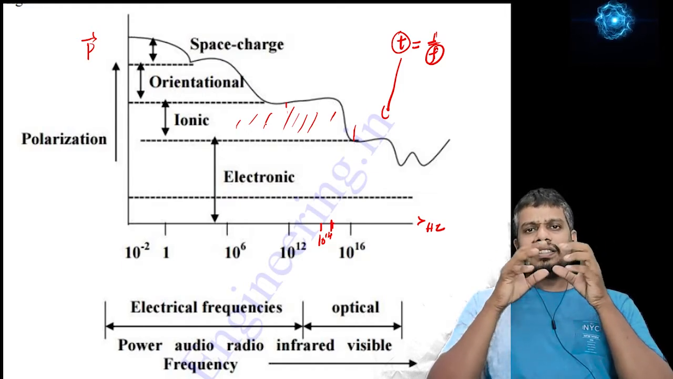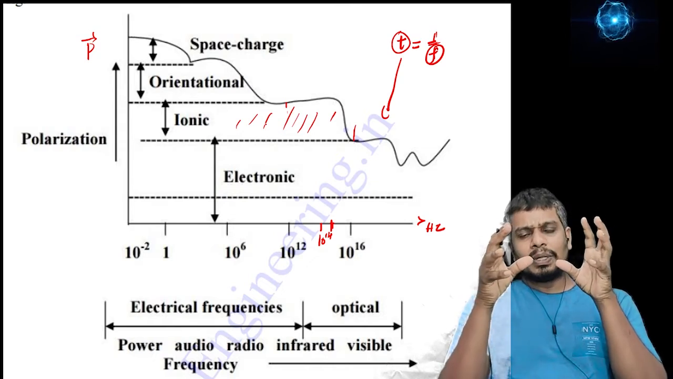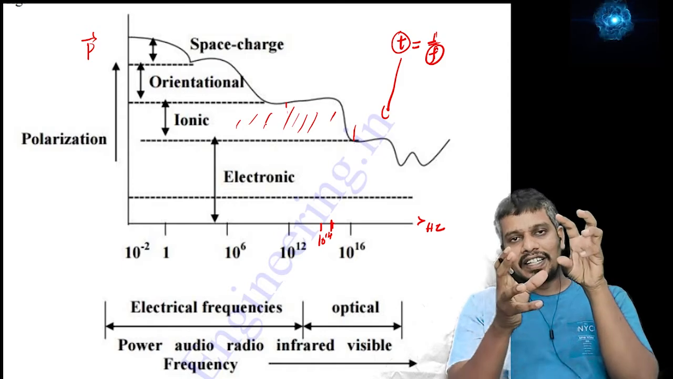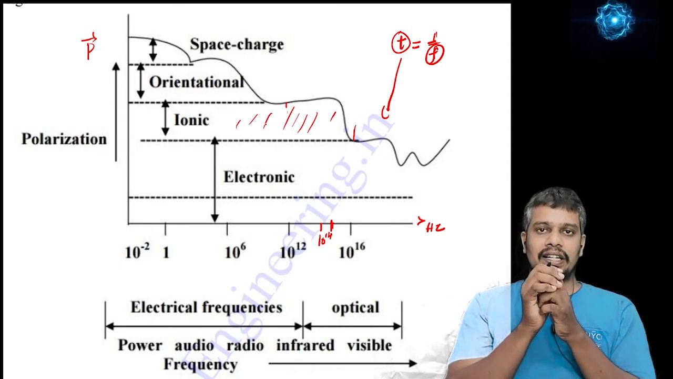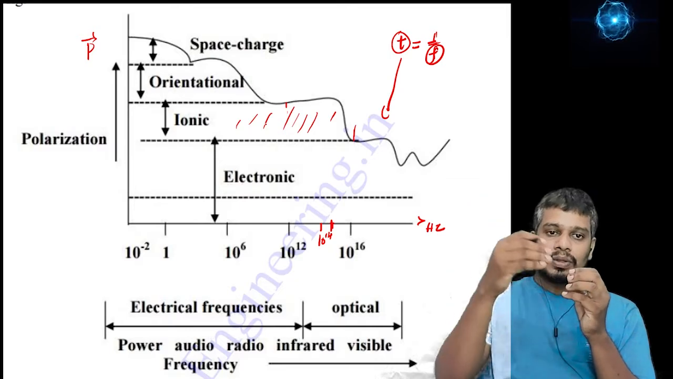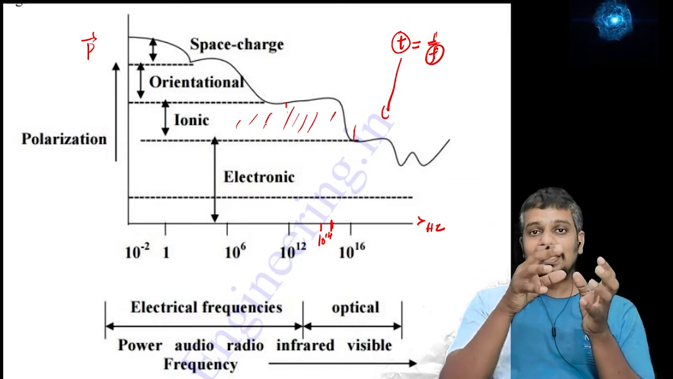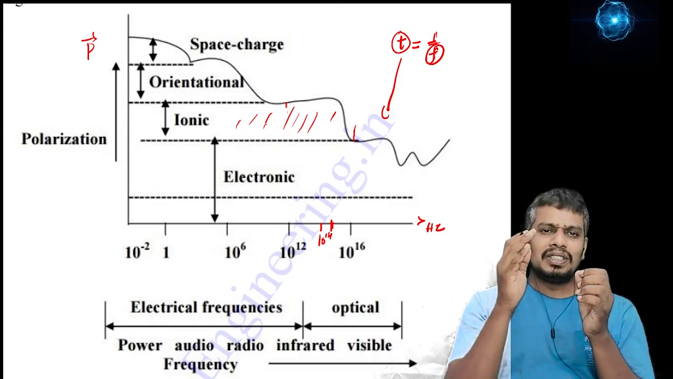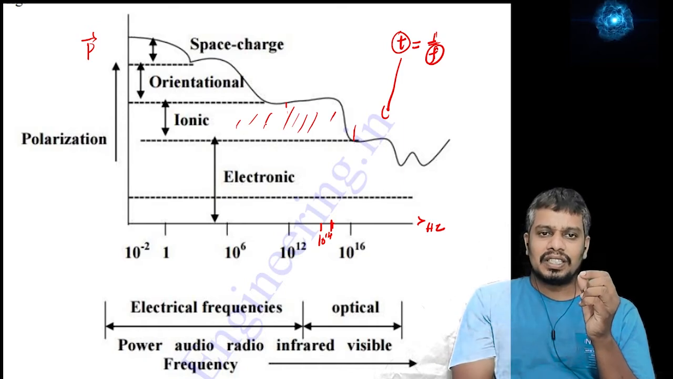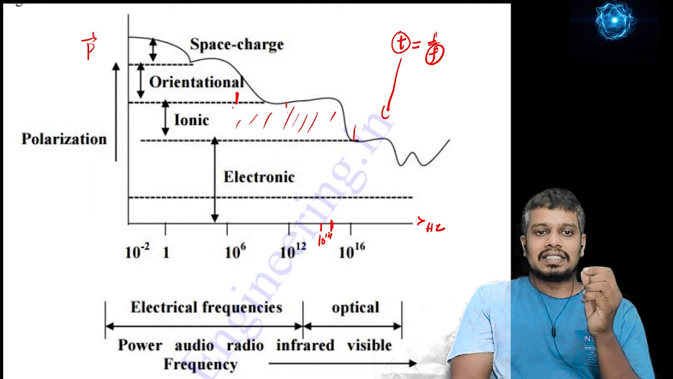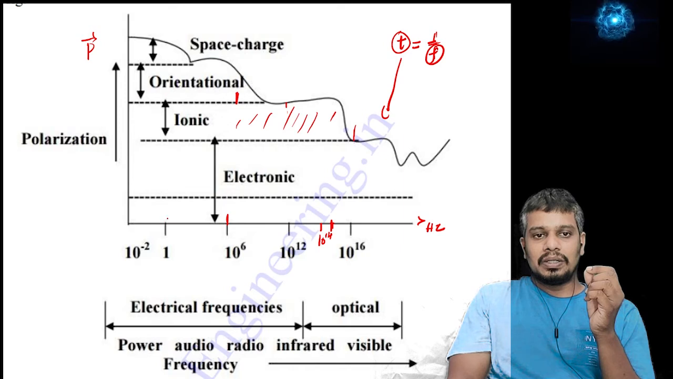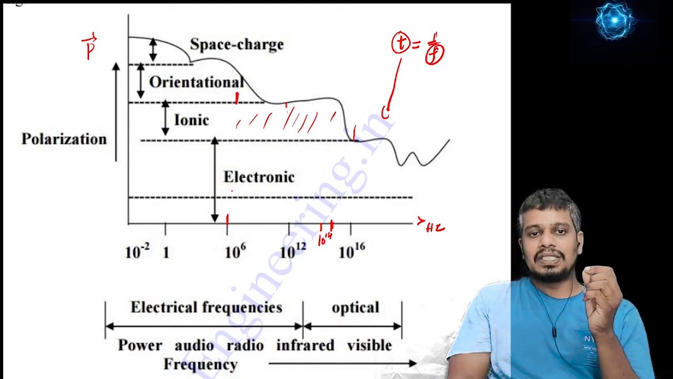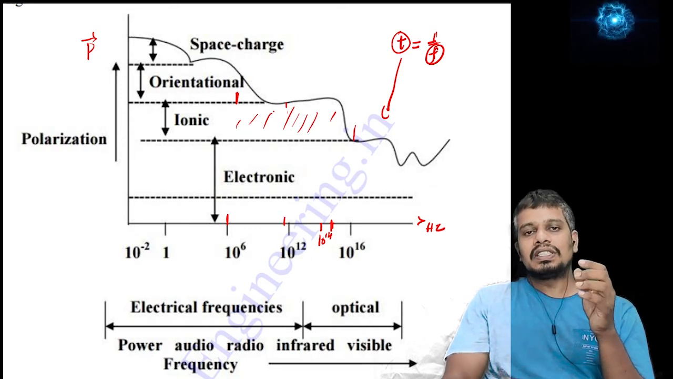For the orientation polarization, the permanent dipolar molecule changes its direction according to the externally applied electric field. So it takes more time compared to the electron as well as the ion, so it occurs at a much lower frequency. Look at around 10 to the power 6 hertz here. The orientation polarization occurs from about 10 to the power minus 2 to 10 to the power 6 hertz, while from 10 to the power 6 to 10 to the power 10 hertz the ionic polarization occurs.